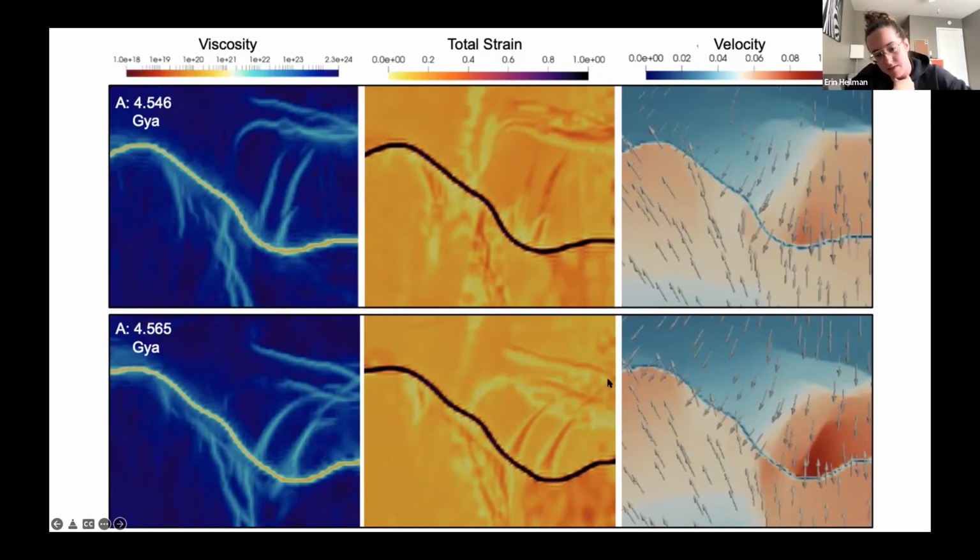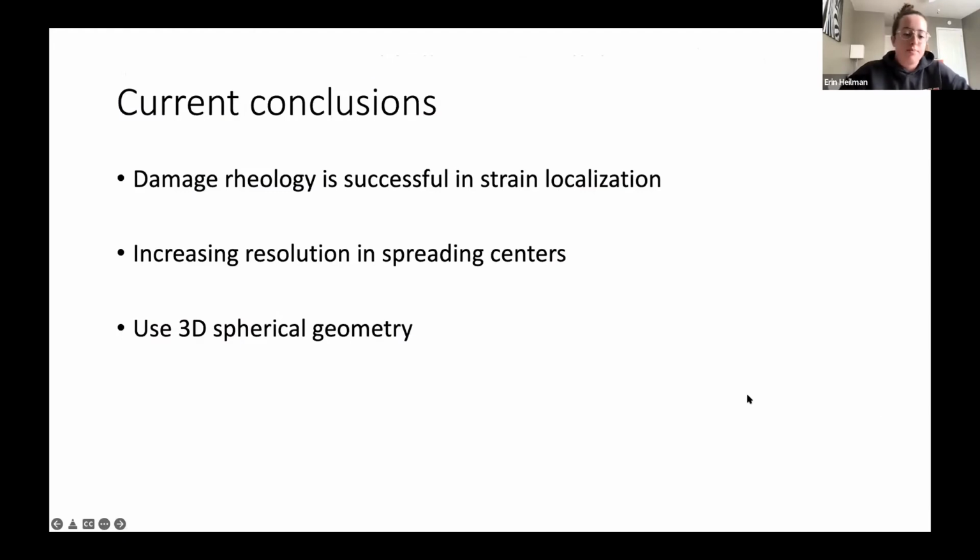And again, you can kind of see almost a 90-degree angle maybe there in the strain, and again in the velocity. So we're not exactly there with transform faults yet, which is okay so far, because we've seen that the damage rheology is successful in helping with the strain localization that we want to see in the surface.